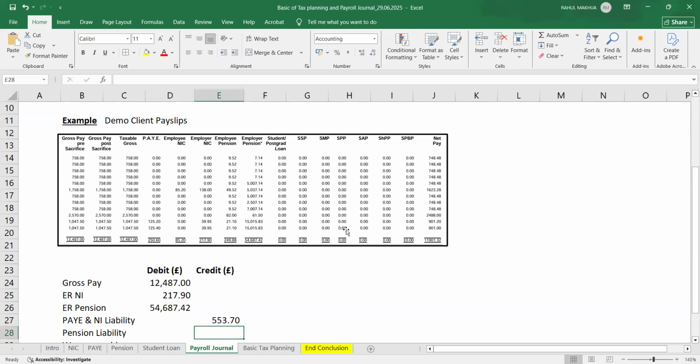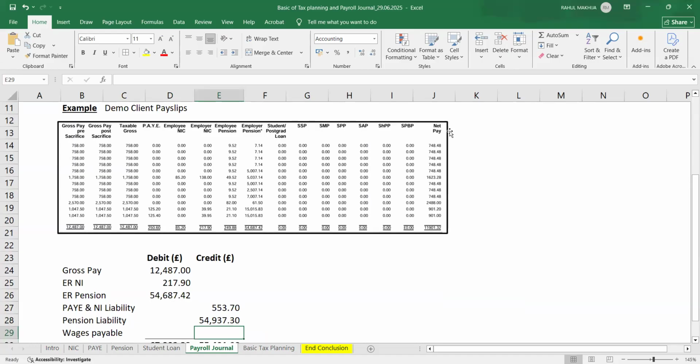Now moving forward to pension liability. Here we will add employee pension plus employer pension. Employee pension is 249.88, plus employer pension is 54,687.42.